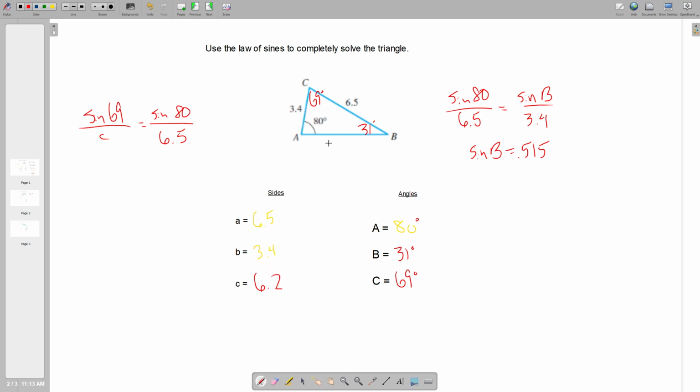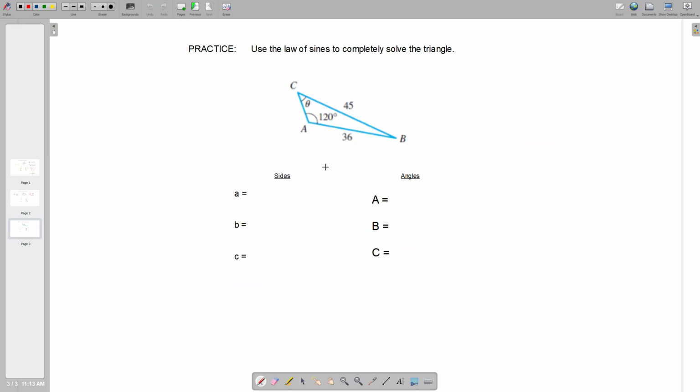Let's just make sure, is that the biggest? No, that's the medium. So the biggest angle is across from the biggest side, the medium angle across from the medium side, and the smallest angle across from the small side. So that's good. So the only thing that's different here is you're going to have to use inverse trig to find the missing angles. Now, this is a practice problem.